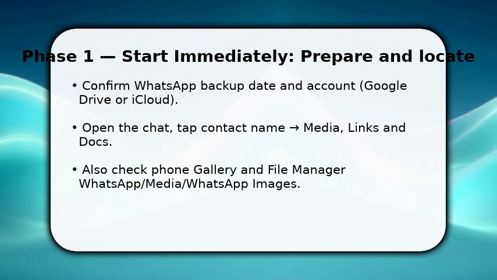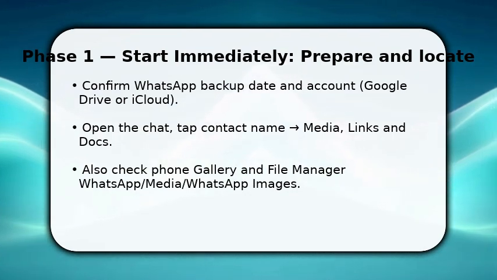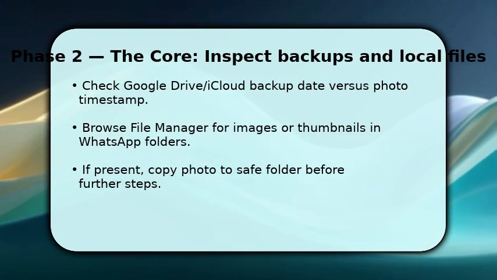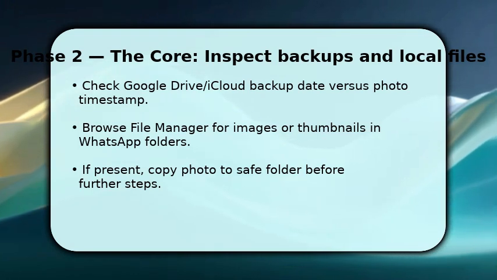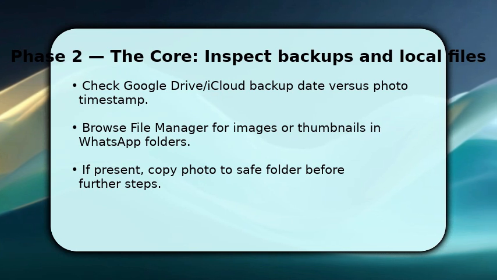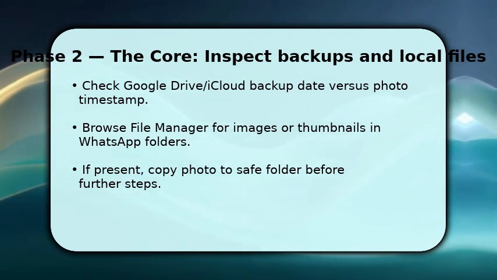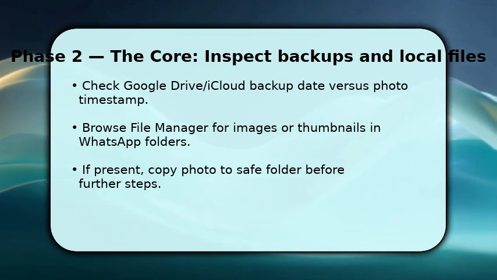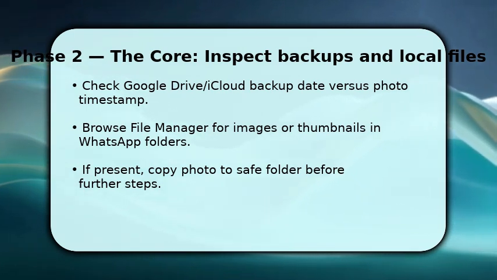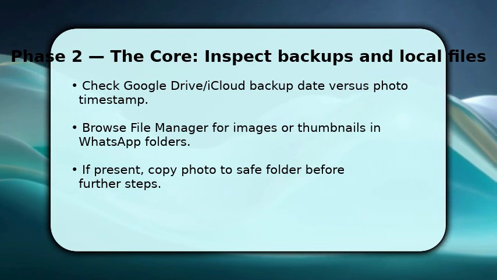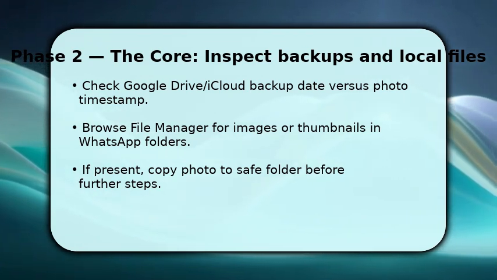Next, you compare the backup date to the photo's timestamp to see if the image was included in the last backup. If the backup predates the photo, it won't help. If it's newer or equal, you can restore. Use File Manager to inspect WhatsApp/media subfolders and look for thumbnails or the actual JPG. Sometimes the app deletes the chat entry but leaves the file.